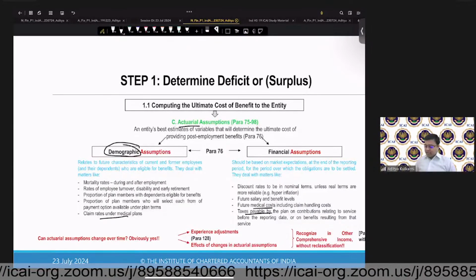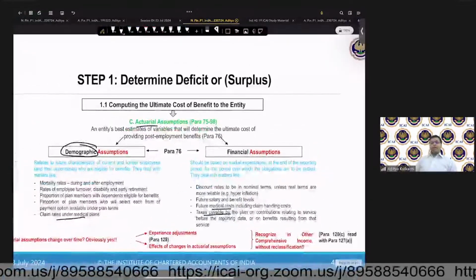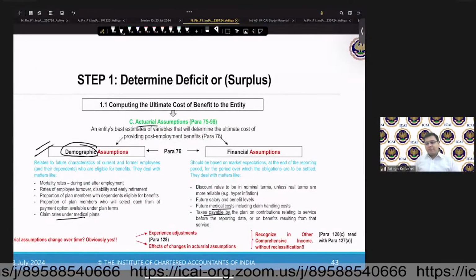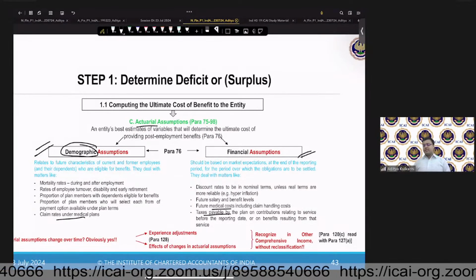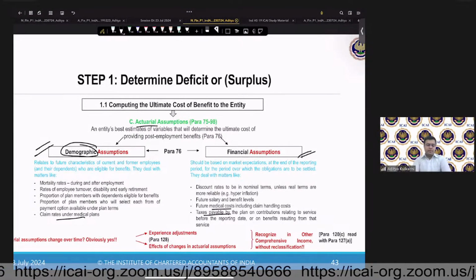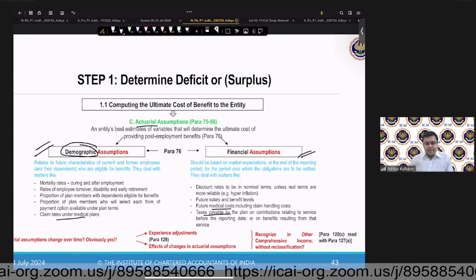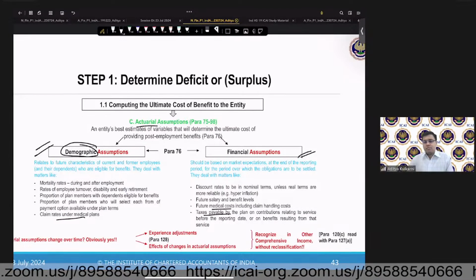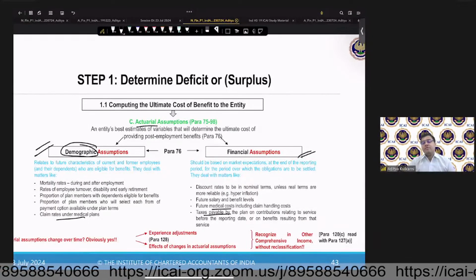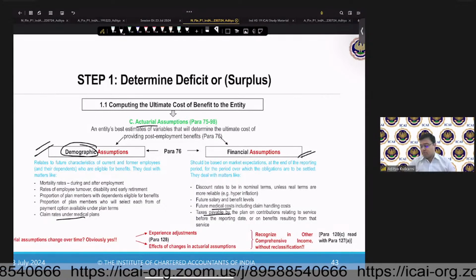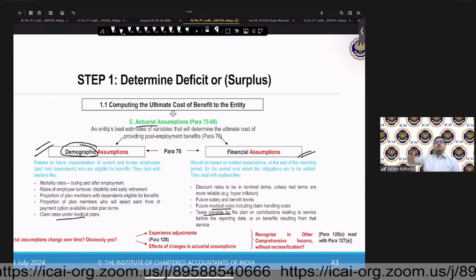Can actuarial assumptions change in the future? Answer is yes. My question to you is whether it is demographic assumption or whether it is financial assumption, does the entity have a control over that? Does the entity have a control over these assumptions? That's right. Manish, whether it is financial assumptions or whether it is demographic assumptions, does an entity have any control over this? Manish, no control. This is what happens outside.